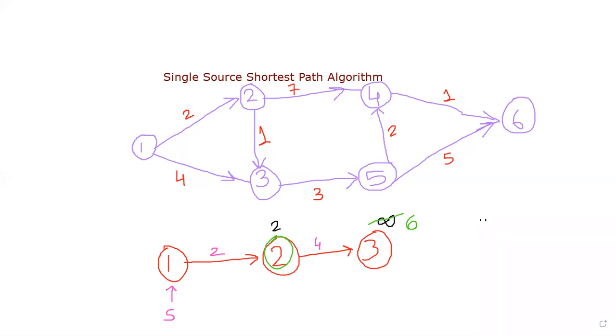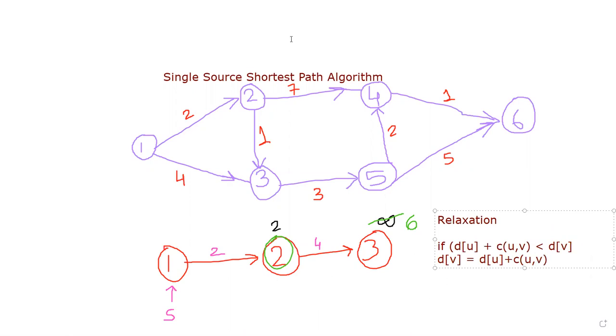So we have to relax the vertices, relaxation. If this is the formula, you just write down: if d of u plus c of u comma v is less than d of v, then you have to relax the value of d of v equal to d of u plus c of u comma v. So that is what you have done here.